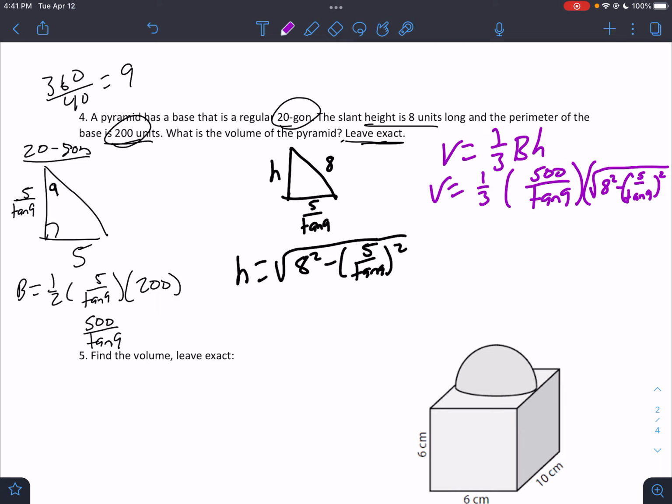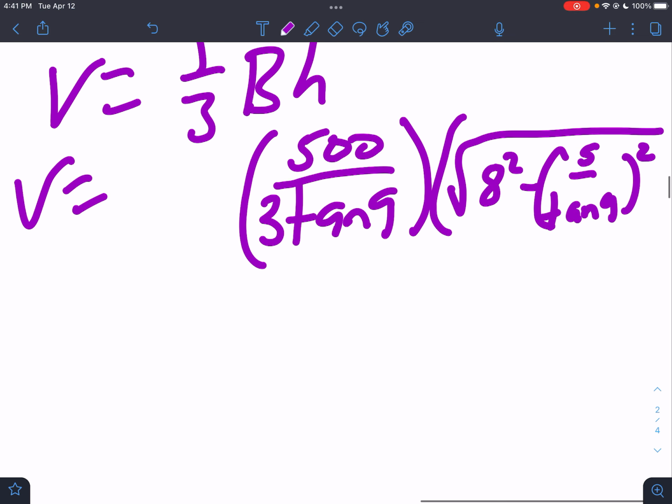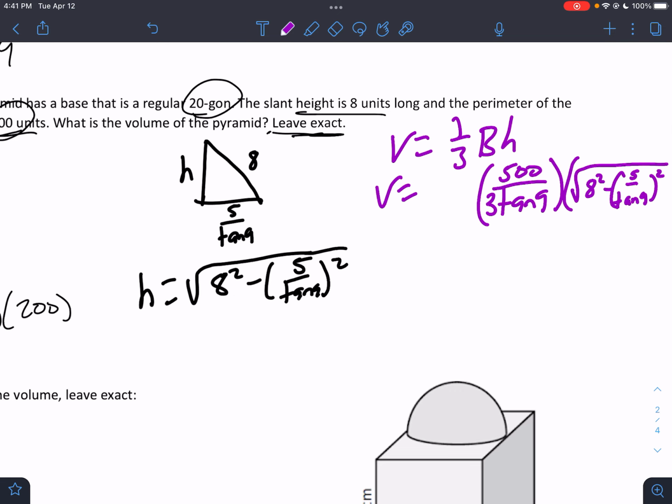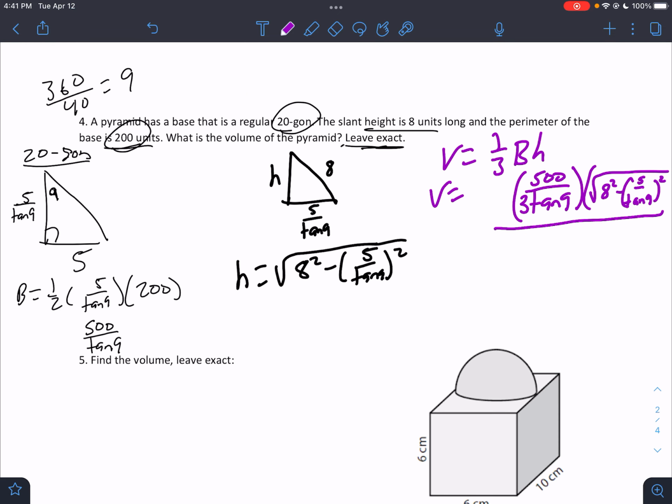Not much we can clean up there. We could take the 1/3 and move it down here, but you can't do 1/3 of 500. So that's about as cleaned up as I'd expect you to get here, because it does say leave exact, so I'm just going to leave it like that.